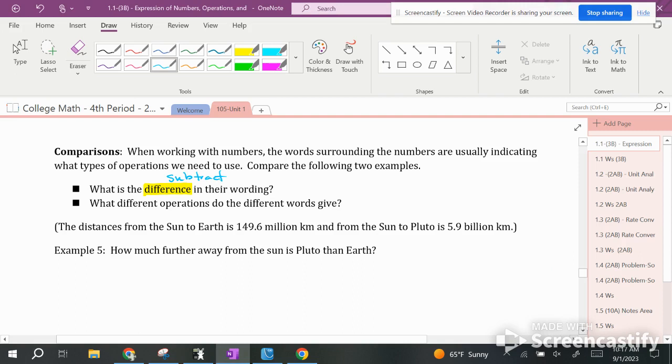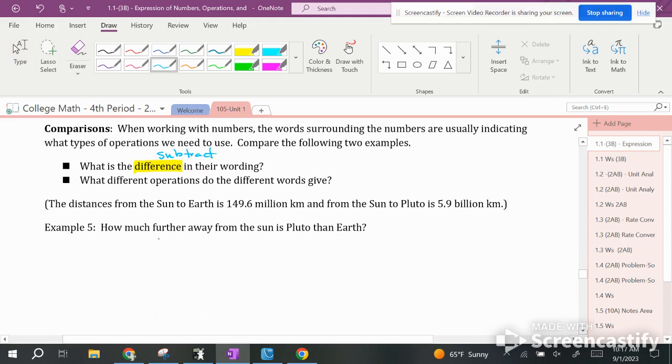Okay, so the distance from the Earth to the Sun is 149.6 million kilometers. And from the Sun to Pluto, it's 5.9 billion kilometers. How much further away from the Sun is Pluto than Earth? So how do we say further? What are we going to do mathematically? Difference. Okay, so difference means what mathematical operation? Subtraction. Okay, so we got to take the bigger one and subtract the smaller one. So which one is the bigger one?